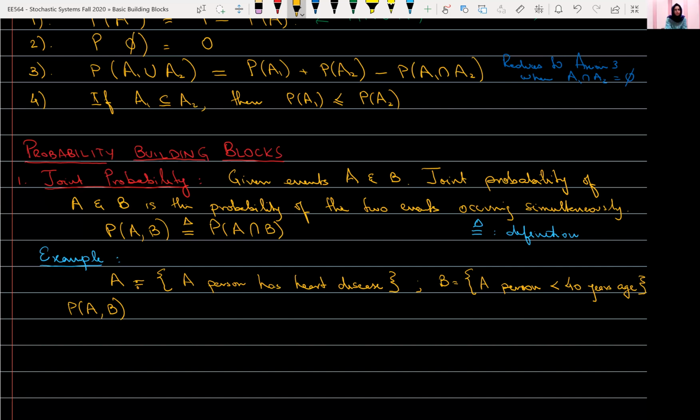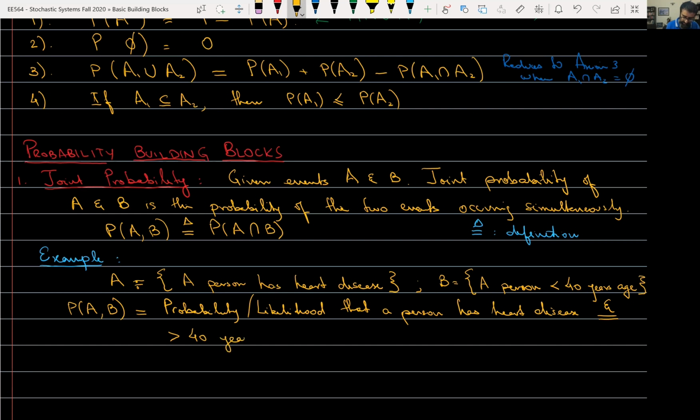Okay? That's what this joint probability is going to correspond to. So this is defined as the probability, or the likelihood, or the chances that a person has heart disease and, so this is important, and is greater than 40 years of age.